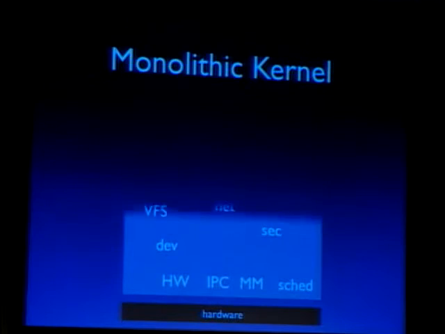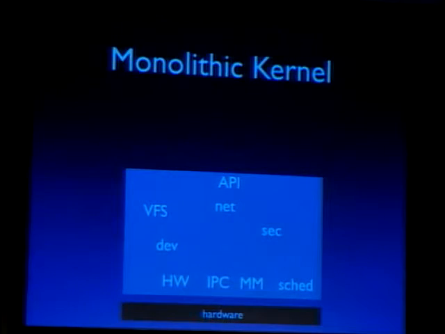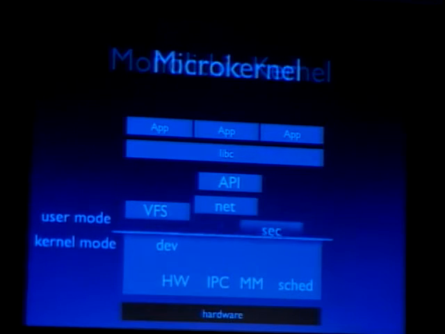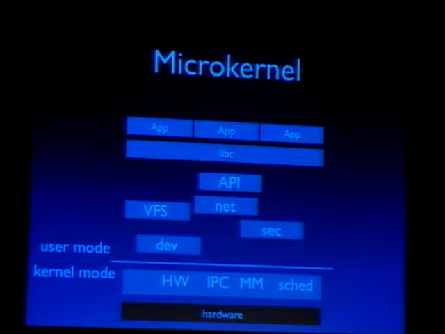In traditional monolithic kernels like Unix, BSD, and Linux, other components run in kernel mode too, like the file system framework, security components, user mode interface, the network stack, and device drivers. Besides those things, the parts that really need to be in kernel mode also run in kernel mode. On a microkernel, the kernel user boundary is moved down, so only the really necessary parts run in kernel mode. Again, the scheduler, memory manager, inter-process communication, and low-level hardware access.